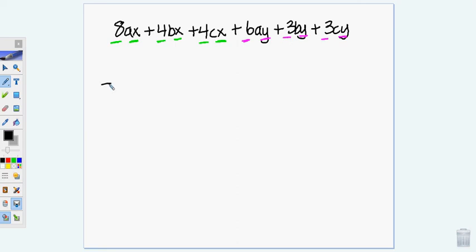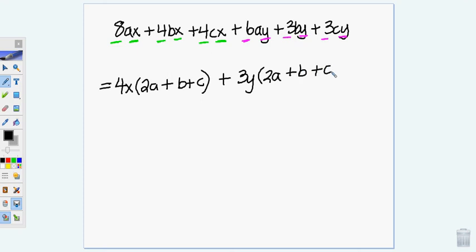Let me factor out that 4x first. If I factor out 4x, that leaves me with 2a plus b plus c. Okay? And on the other side, since these are all addition, I'm going to go ahead and factor out a 3y, right? Those little things that are underlined in purple. And that leaves me, conveniently enough, with 2a plus b plus c.